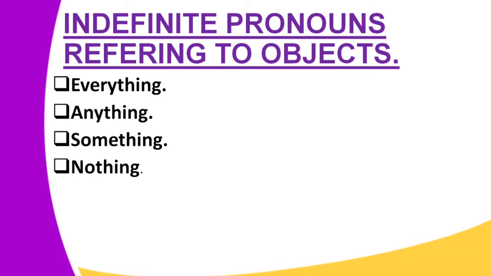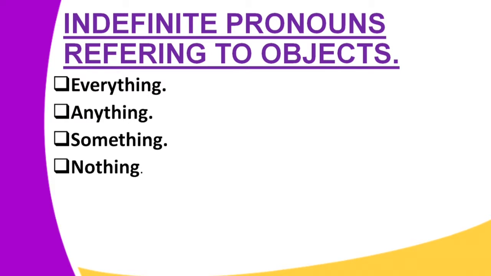Indefinite pronouns referring to objects. We have everything, anything, something, nothing. These indefinite pronouns can only be used on objects and not on persons. We have earlier said that they are not specific. When you talk about everything, you're talking about everything. You're not specific about this, that, and that. When you talk about anything, you're ready for anything. You're not specific. When you talk about something, once again, you're not specific. And nothing, again, you're not specific.